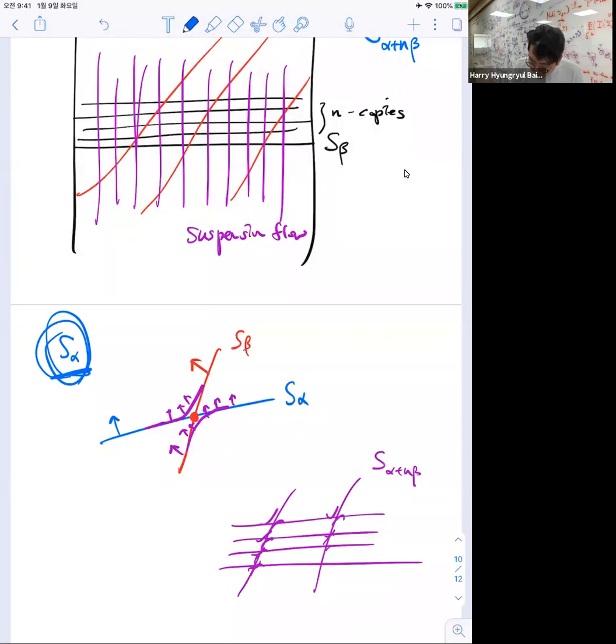If I take a curve here like this, pictorially the suspension flow will map this curve to the next level. So here you have this transverse flow. Because we started from n parallel copies of S beta, which stay very close together, if you pick a curve on one copy of S beta, then the suspension flow will move this curve to the next copy of S beta. If you apply it again, you go one level up and one level up, etc.